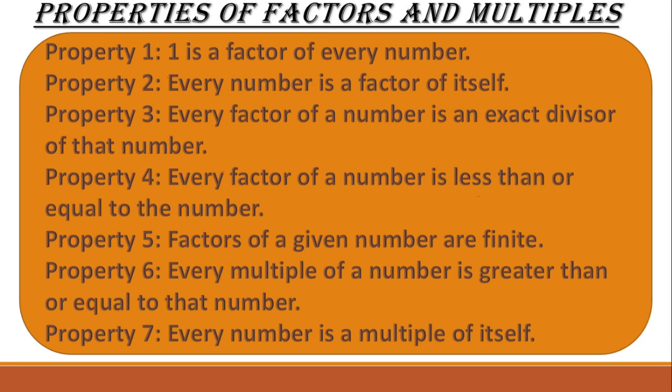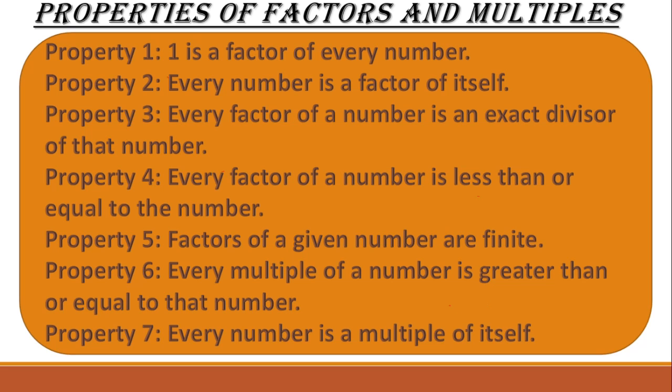So every multiple is greater than or equal to that number, right? Now if you see the multiples of 12, it is 12, 24, 36 and so on. Now 12 is equal to 12, so a multiple can be equal to the number. And 24 and 36 are greater than 12, so multiples can be greater than the number. So we can say a multiple is greater than or equal to the number, right? Now every number is a multiple of itself only.